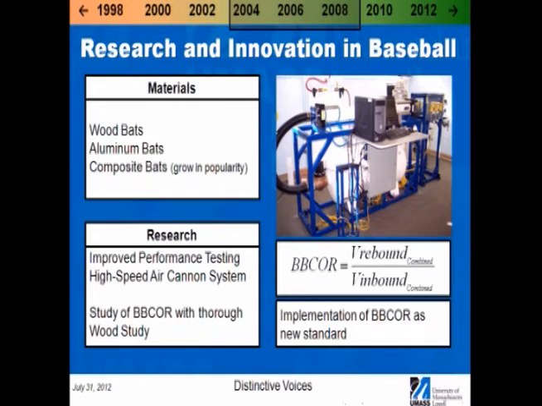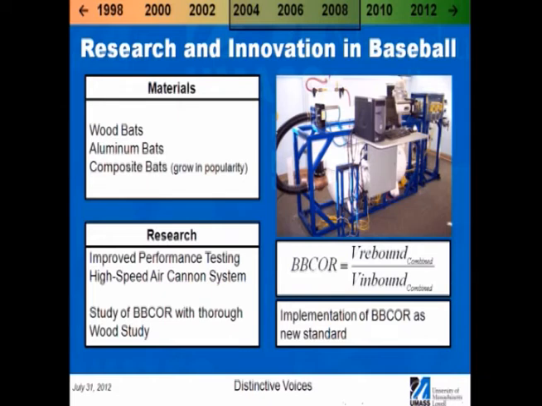Then in 2004, we moved from that moving bat, moving ball setup to an air cannon setup. What we do is fire the ball at 136 miles per hour at the stationary bat. The bat's on a free pivot so that it can recoil away from the impact. We measure the inbound and rebound speed of the ball, and we're able to get a property here called BBCOR. Here, it's V rebound combined over V inbound combined, because you actually have to use the moment of inertia in the calculation. What develops this number is that you need to know the bat outspeed, the ball outspeed, the ball inbound speed, and the bat inbound speed. The bat inbound speed is zero, so that's easy to measure.